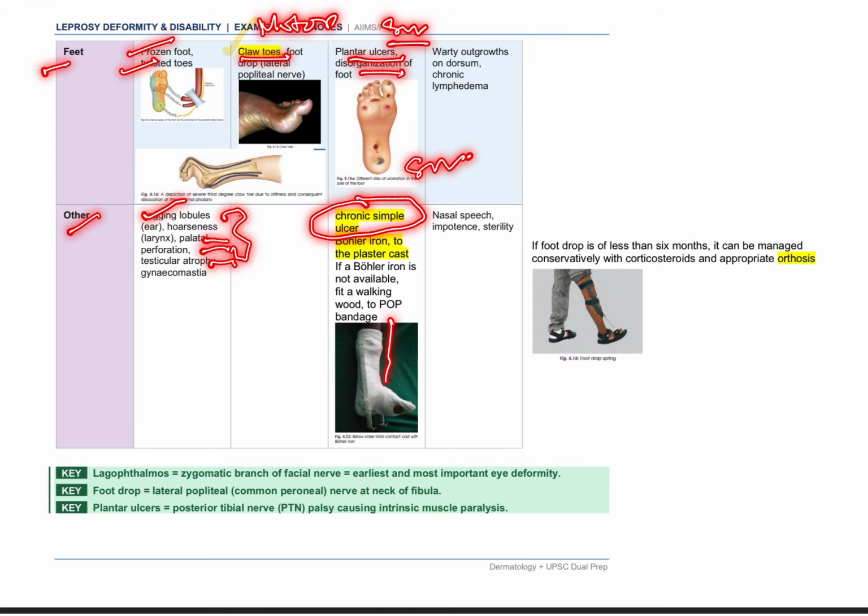So it requires this POP cast, and it can be attached to this Bowler iron splint so that the patient is able to walk. If the foot drop is less than 6 months old, then it can be managed conservatively by using steroids and then giving the patient a foot drop splint or this orthosis.